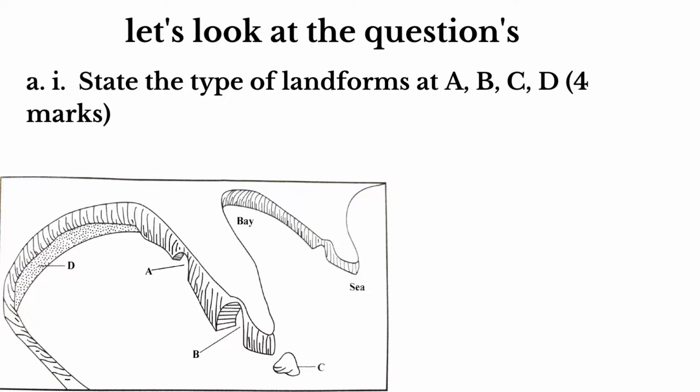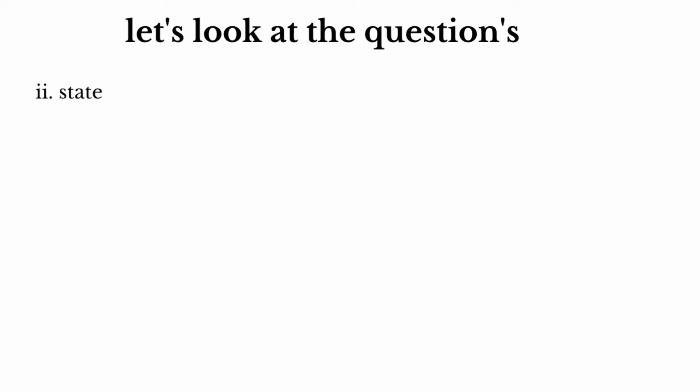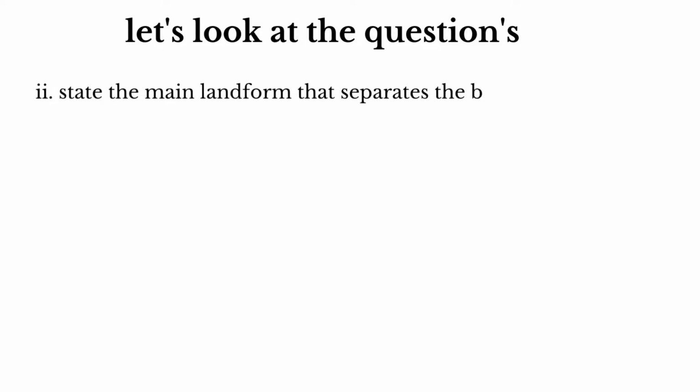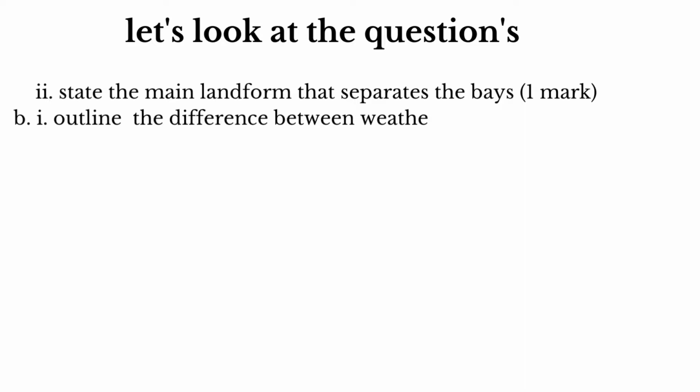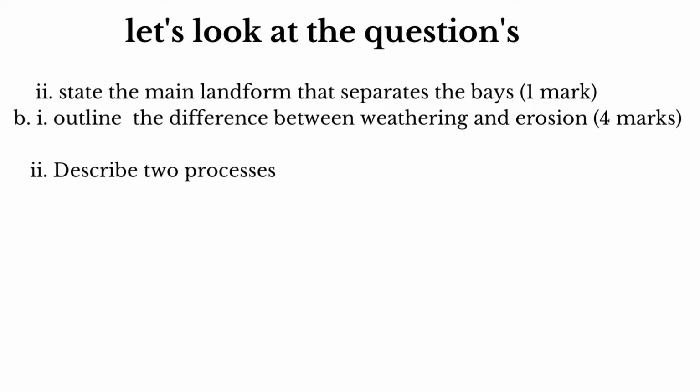A, part 1 is a test of your practical skills. You are required to identify the landforms that develop along the coast. Part 2 of A asks you to state the main landform which separates bays. For B, part 1, you are asked to outline the differences between weathering and erosion.